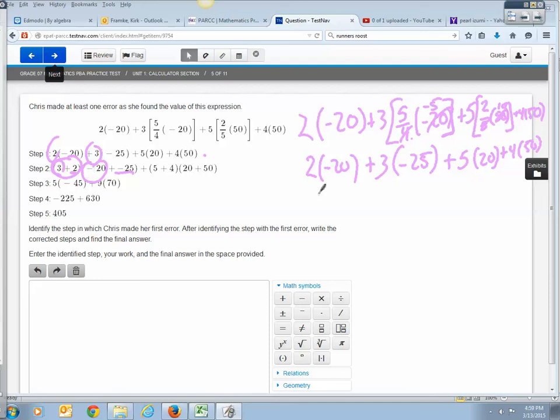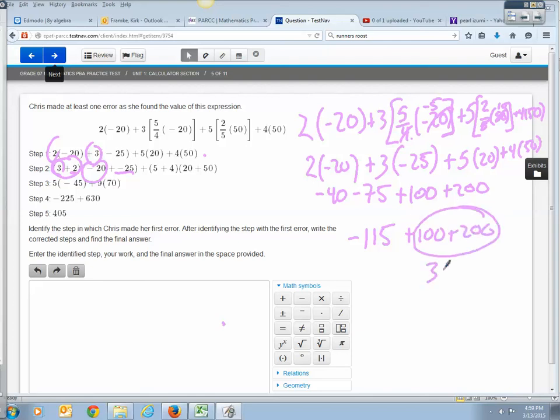So 2 times negative 20 is negative 40. 3 times negative 25 is negative 75. 5 times 20 is 100, that's a positive 100. And 4 times 50 is 200. So then let's go left to right here. Negative 40 minus 75 is going to be negative 115, plus 100 plus 200. This here is 300.